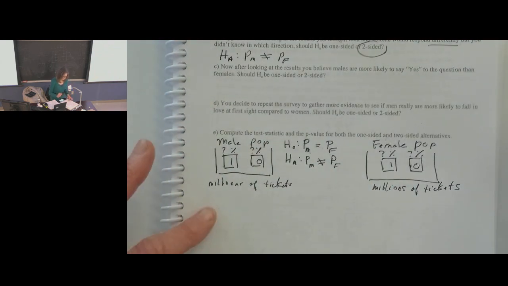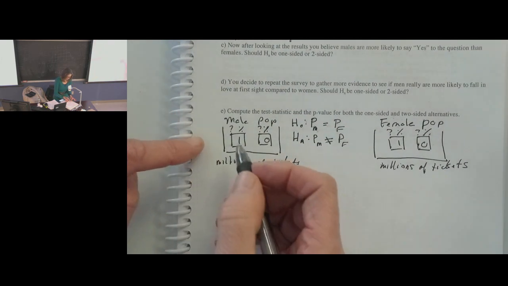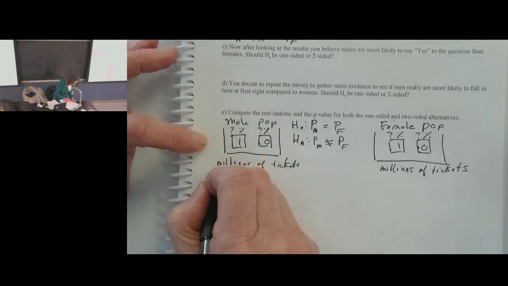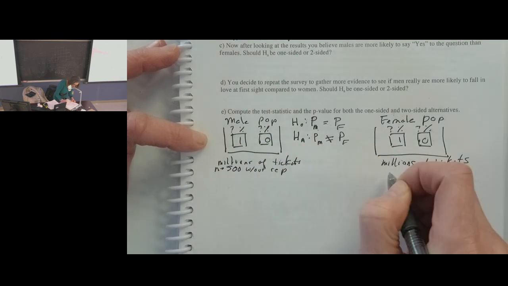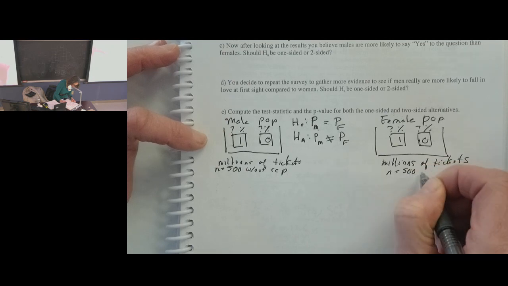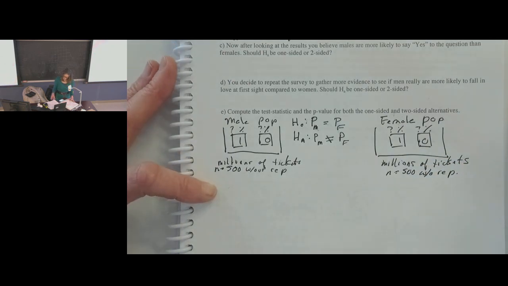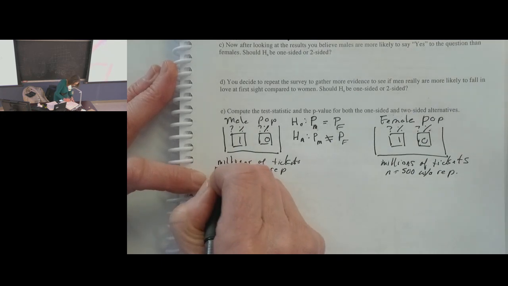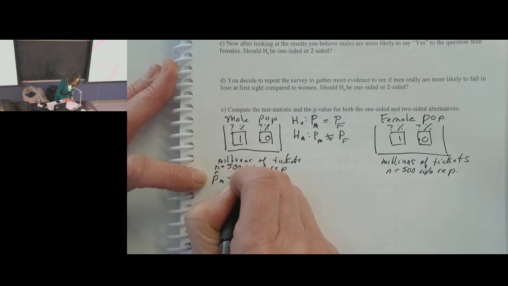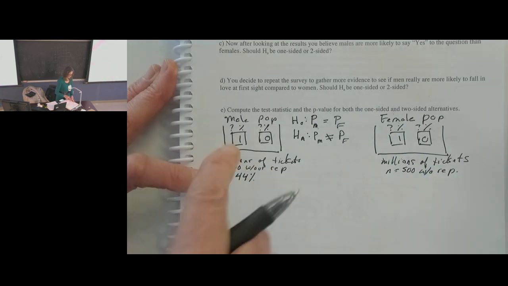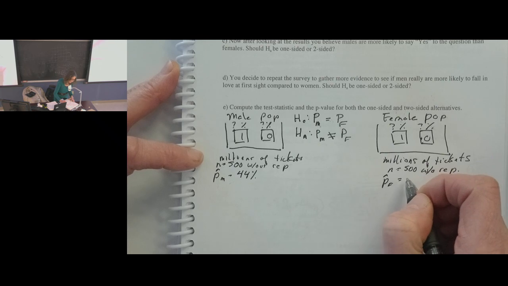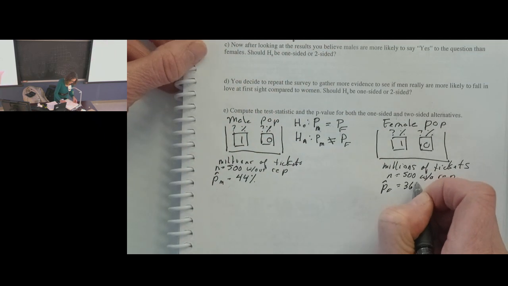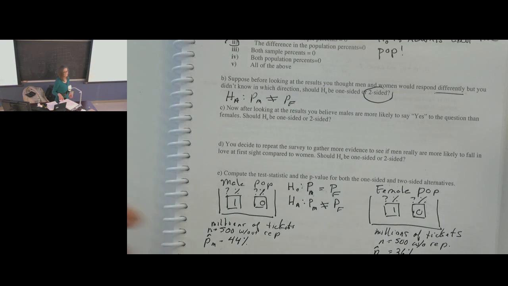Okay, so let's get the results. So now let's look at the results, and we draw what? N equals 500 without replacement for both of them, randomly drawn. And in our sample, we get P hat for the males equals 44%. That's the ones, right? And in our sample for the females, we get 36%. So now we see this difference, okay?